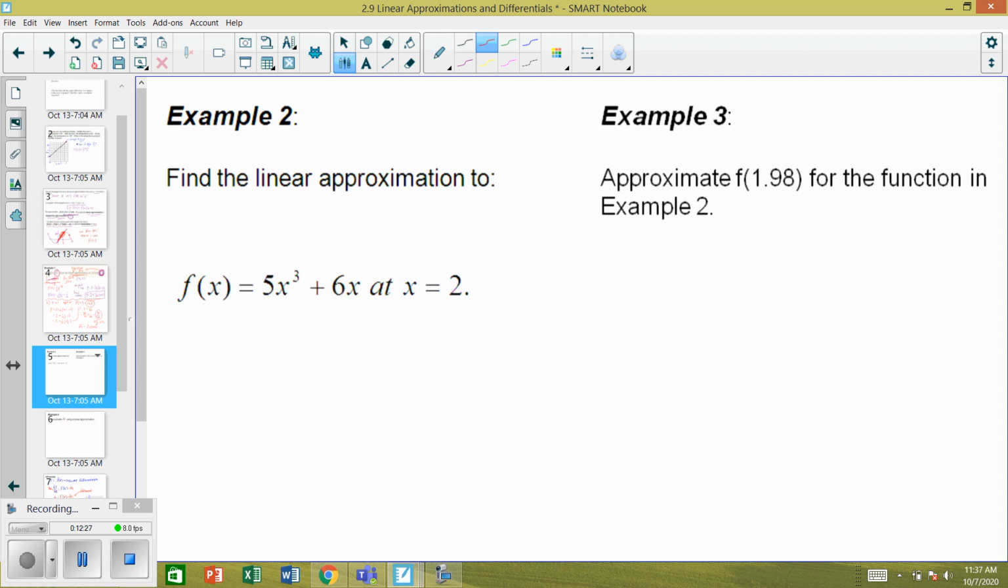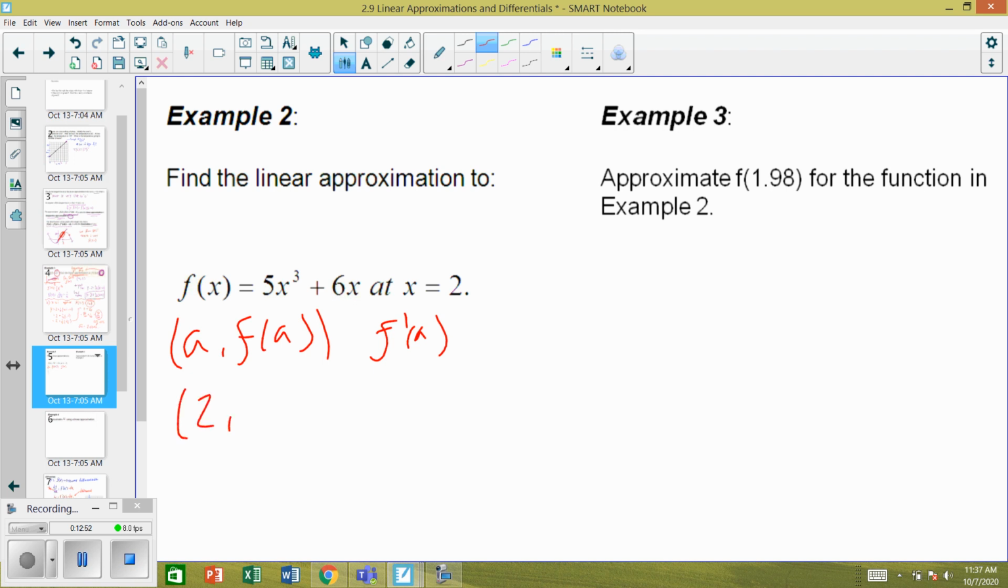Cool. It says find the linear approximation to 5x cubed plus 6x at x equals 2. That's just a fancy way of saying find the tangent line at x equals 2. And that's what we're going to do. Remember, for any tangent line, we need a point and we need a slope. So we need these 3 numbers. Let's start with the point.